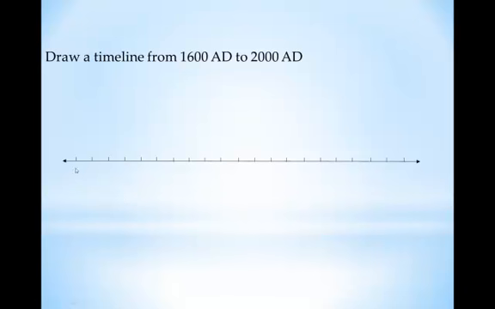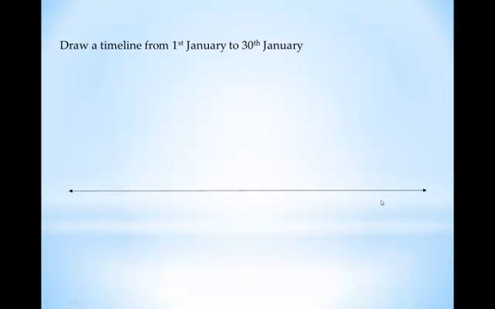So 1600, we're going to place that down here. 1600, 1, 2, 3, 4, 5. We can put 1700 after 5 divisions. 1, 2, 3, 4, 5, 1800, 1, 2, 3, 4, 5, 1900, 1, 2, 3, 4, 5, 2000. So we now have our even scale, and now we can add events onto our even scale. We'll have a look at one more.